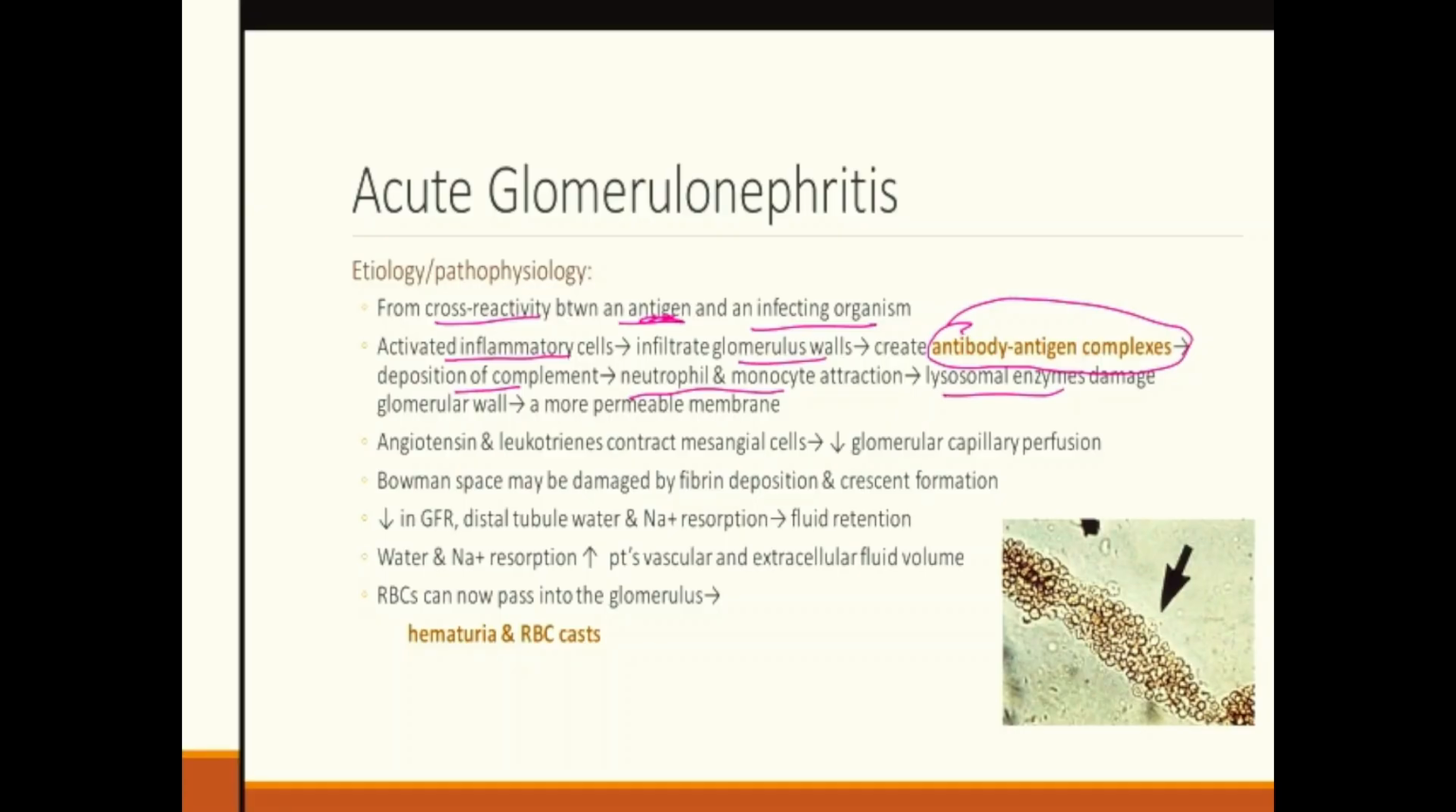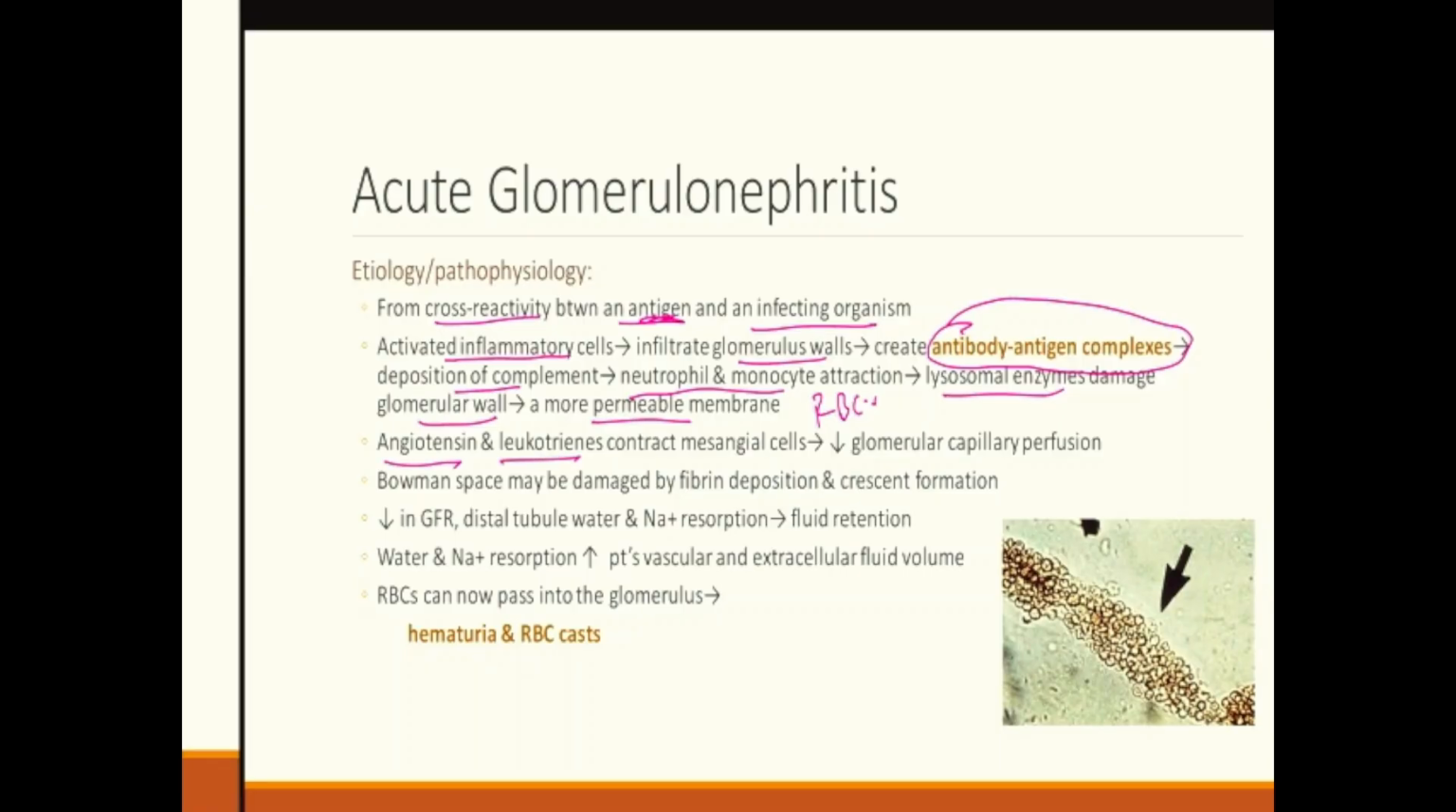Those cells lyse, so they start breaking down these cells and break down the glomerular wall. Remember, the wall is where we're going to try to keep bigger particles out. Red blood cells should not be getting through. But we get a more permeable membrane, so now red blood cells can get through those fenestrations and make their way in. Which is why, because the gates open up, you will get a little bit of protein leaking in as well in some cases.